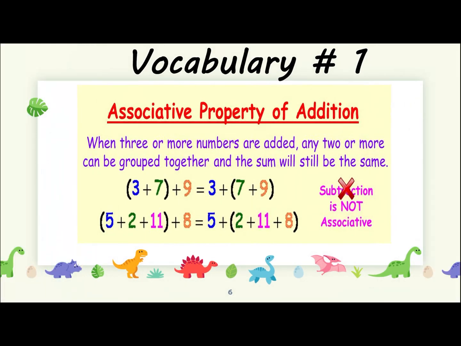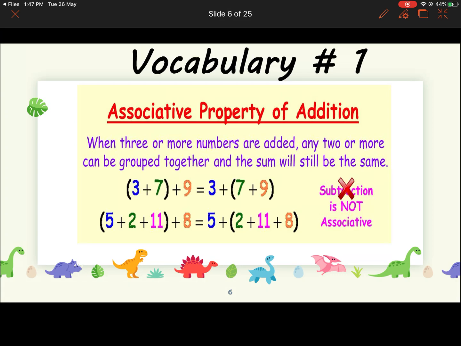Now see vocabulary number 1. When 3 or more numbers are added, any 2 or more can be grouped together and the sum will still be the same. This associative property will not apply on subtraction. So the associative property of addition, we can use it in addition only.